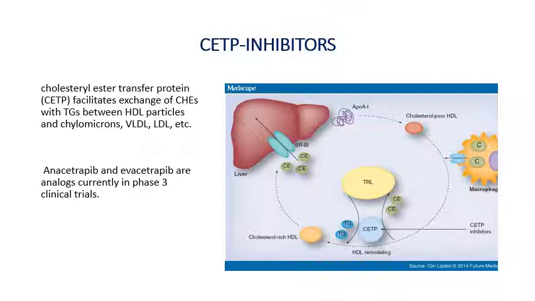It takes the cholesterol esters from HDL into other lipoproteins, and it transfers the triglycerides from other lipoproteins to HDL, thereby converting the HDL into triglyceride rich HDL. So by inhibiting this CETP, the cholesterol content in HDL can be reduced. So we have anacetrapib and evacetrapib. These are CETP inhibitors which are currently in phase 3 clinical trials.